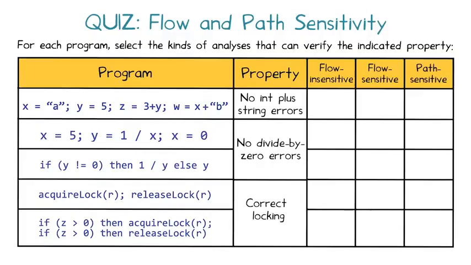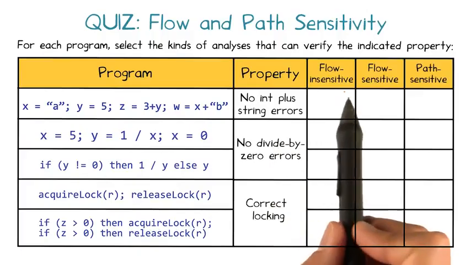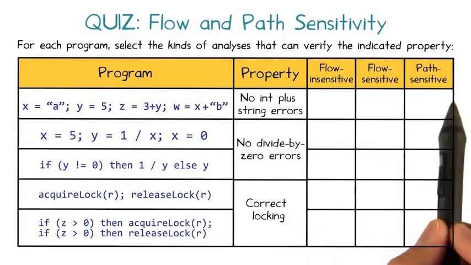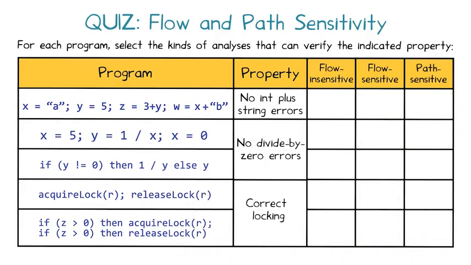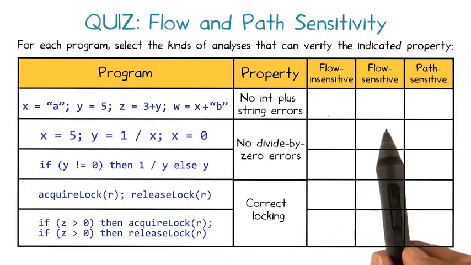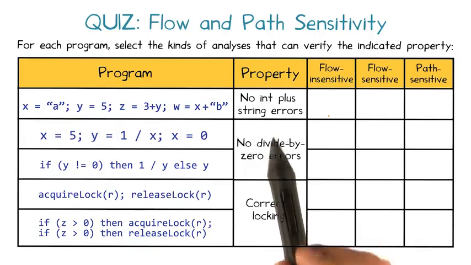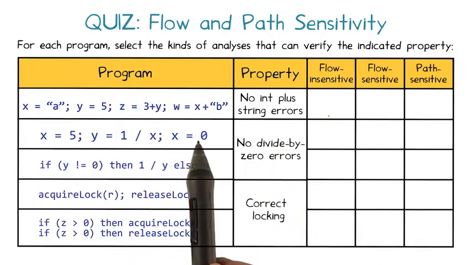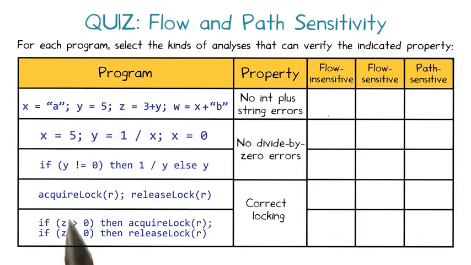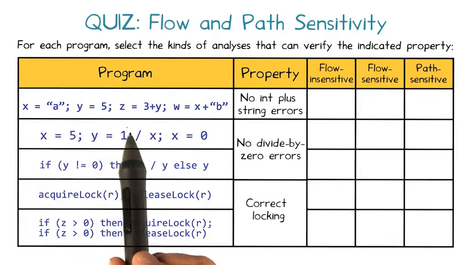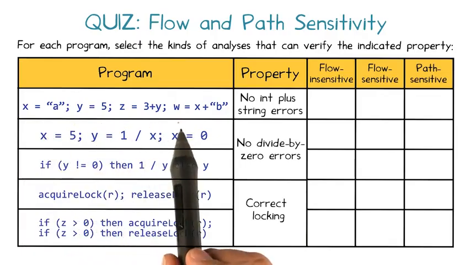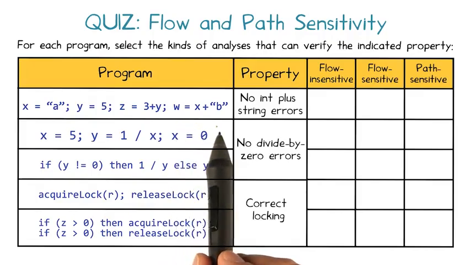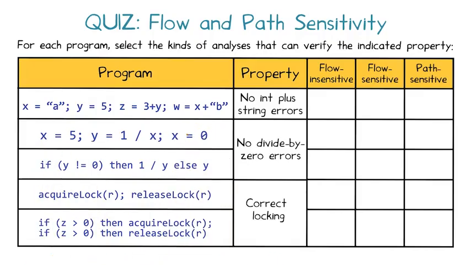In this quiz, you will decide whether some sample programs can be proven to have certain properties by flow-insensitive, flow-sensitive, and path-sensitive analyses. For each of the following 5 programs, check the boxes corresponding to the kinds of analyses that can verify the specified property. The first program consists of 4 statements executed in the following order. X is assigned the string literal A, Y is assigned 5, Z is assigned the result of 3 plus Y, and W is assigned the result of X plus the string literal B. For this program, the property to verify is that there are no integer plus string errors.